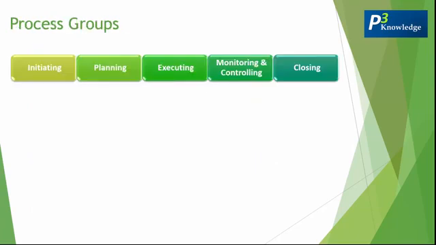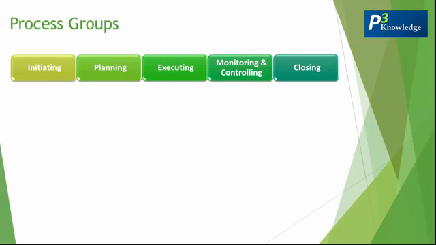Next, the process groups. We have 5 of them: initiating, planning, executing, monitoring and control, and closing. And like we mentioned earlier, it's more of a management phase rather than a technical phase, because when we're talking about a technical phase, it could be design phase, testing phase, integration phase, but here we're talking about the management phases.